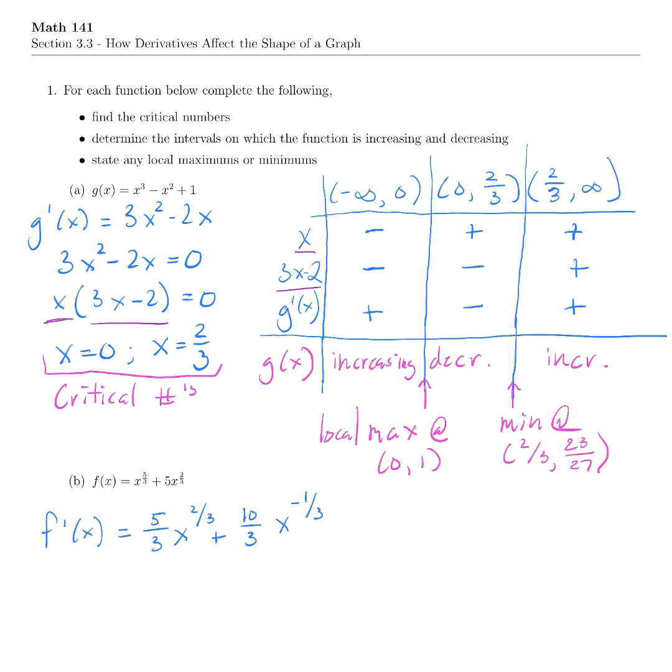That gives us a local maximum at (0, 1), and a local minimum at (2/3, 23/27). That's what you get when you evaluate g at 2/3.